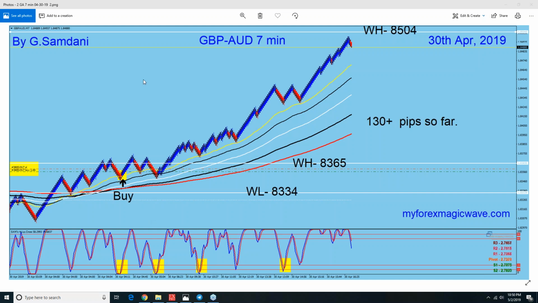And remember, the Aussie dollar is an Asian currency. So you want to trade Asian currencies only, like yen pairs and Aussie pairs, or Nuzi pairs for that matter. These are Asian currencies. But it is 30 April, and this was one of them.